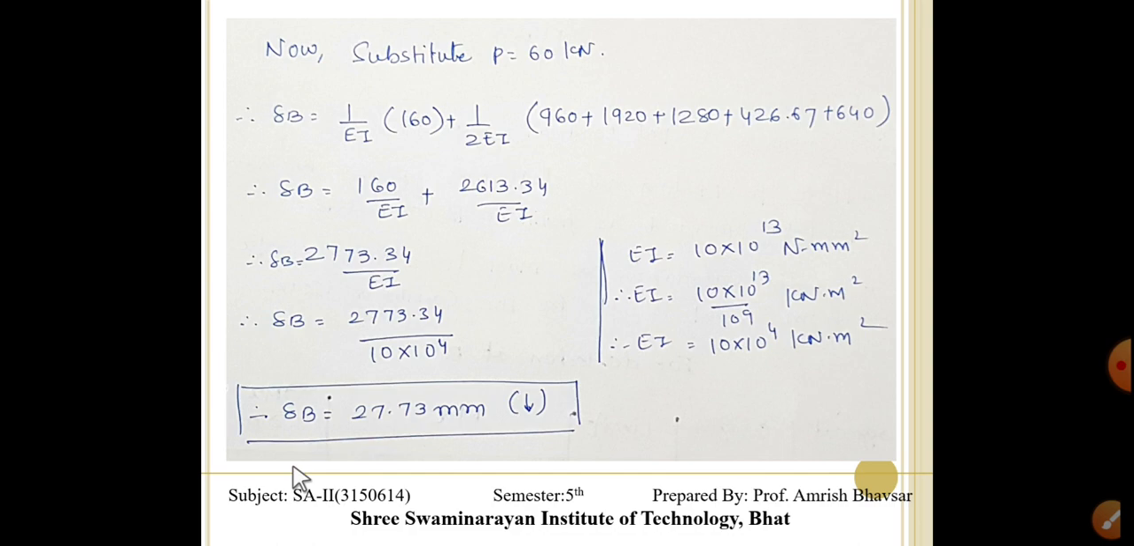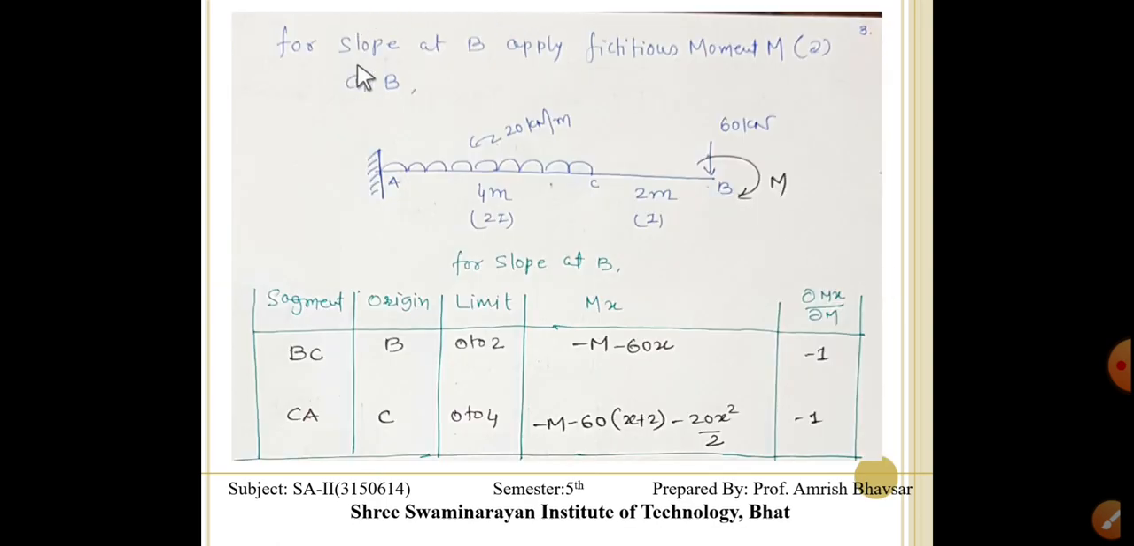Now we have the value of delta B, and our next task is to find out the rotation at B. For the rotation at B, we have to apply a fictitious moment M, clockwise at point B. So we will get a beam like this. For that we again make the table: segment, origin, limit, Mx, del Mx upon del M. B to C, C to A, origin B, origin C, limit 0 to 2, 0 to 4, and Mx over here.